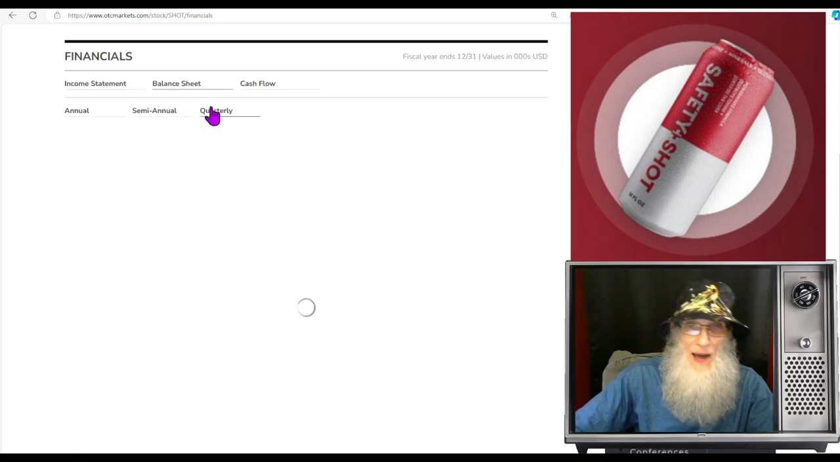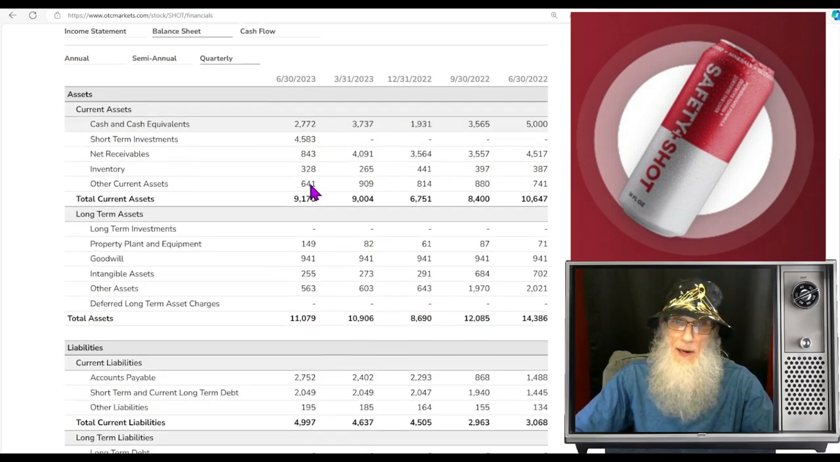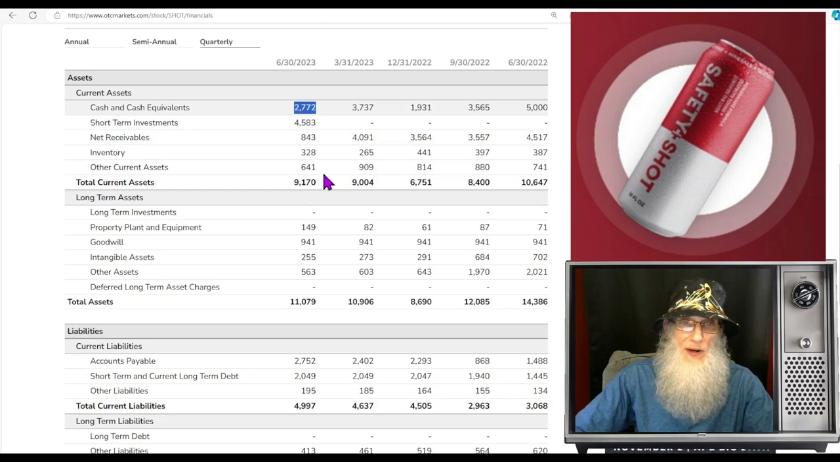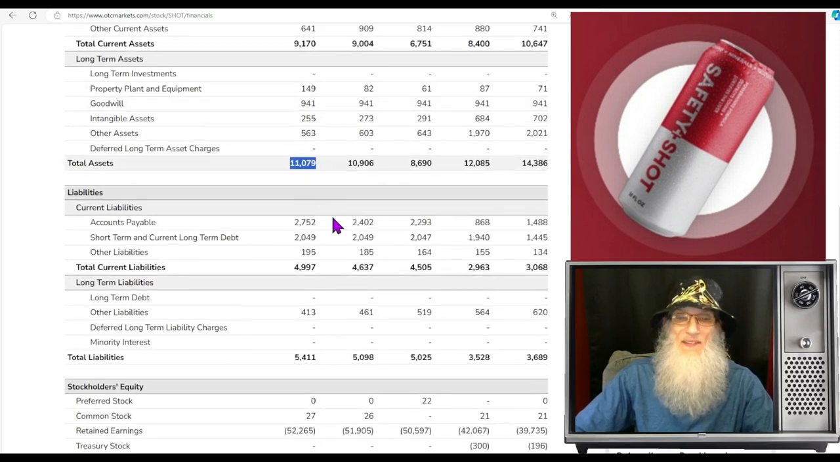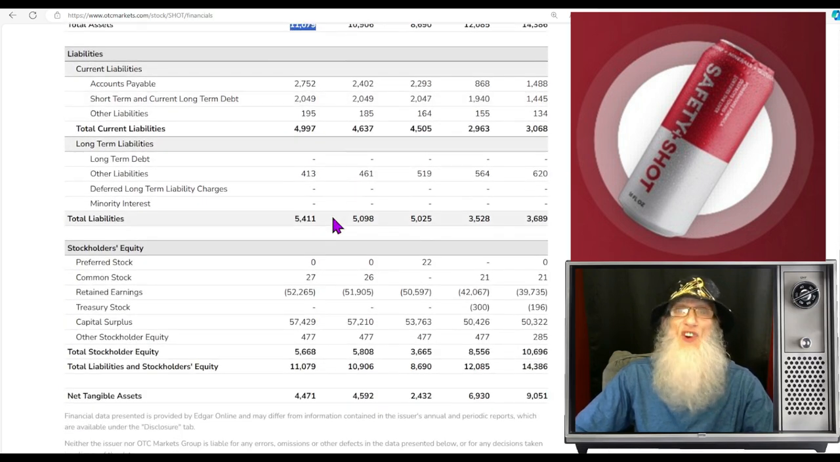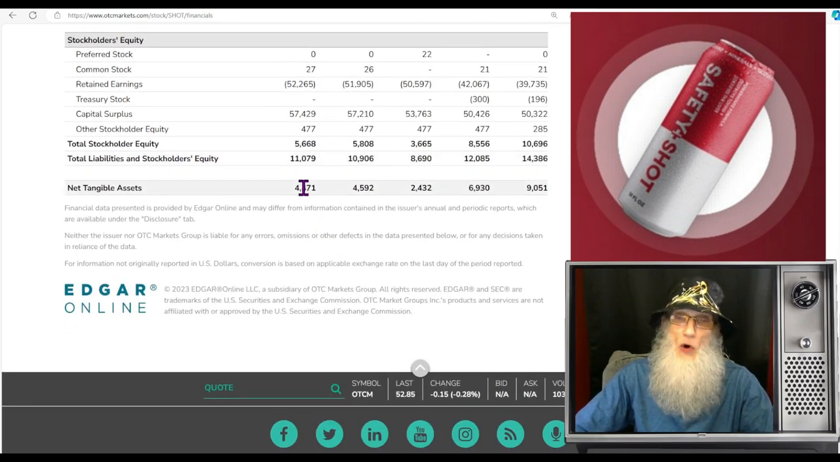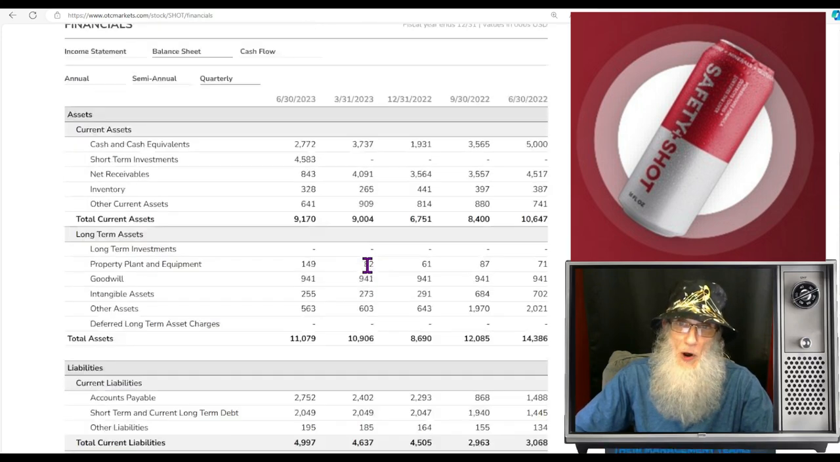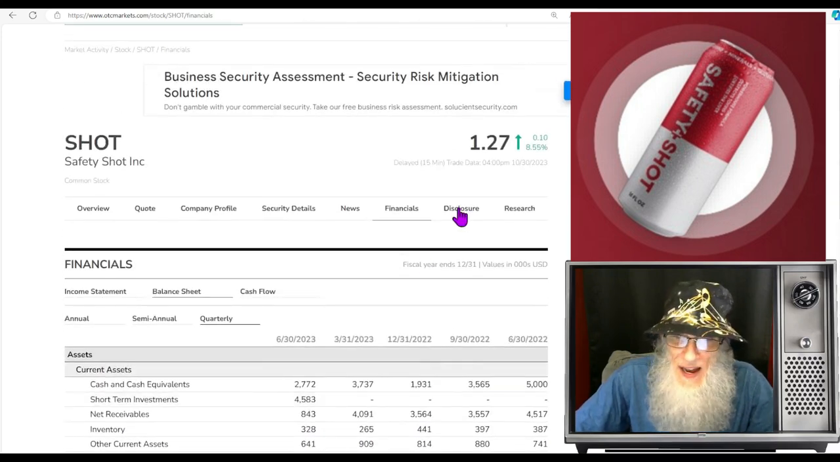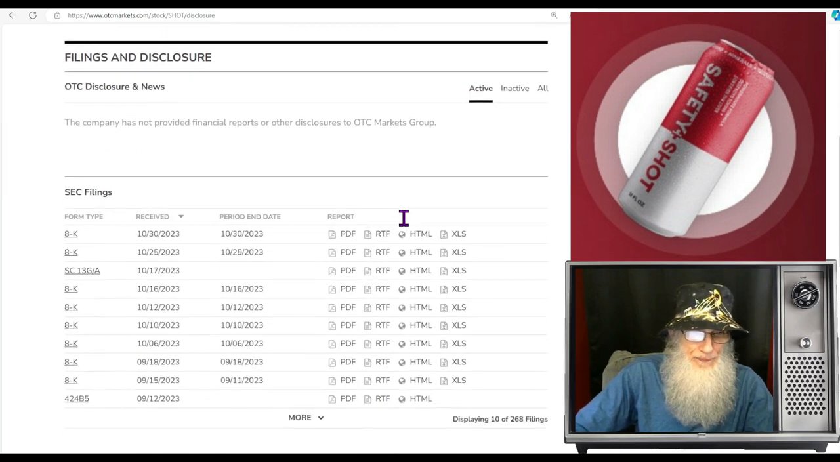Quick look at that balance sheet. They got money in the bank. They got $2.7 million, $4.5 million in short-term investments. Add up all their assets, they got $11 million. Liabilities are less than half that at $5.4 million. So this little company actually has positive shareholder equity of $4.4 million. I like it.